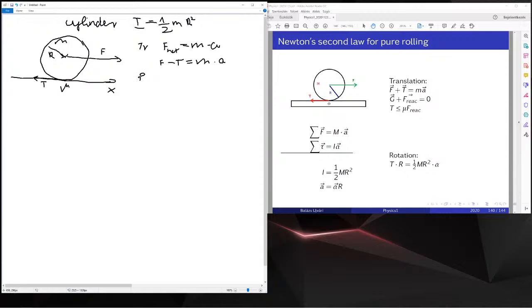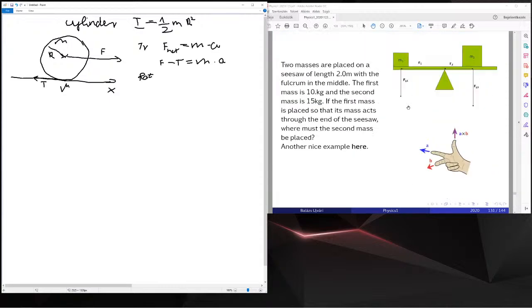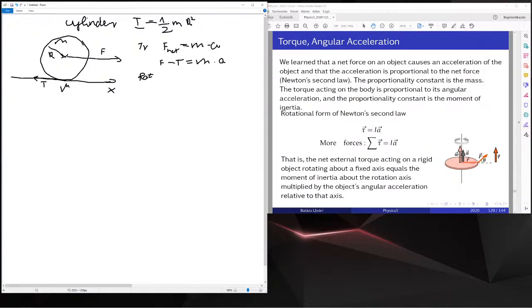But there is rotation. The rotational form of Newton's second law. So this is like F equals m times a. What we should calculate is torque: the sum of the net torque equals, instead of mass, the moment of inertia, and instead of acceleration, the angular acceleration. Just copy it here.